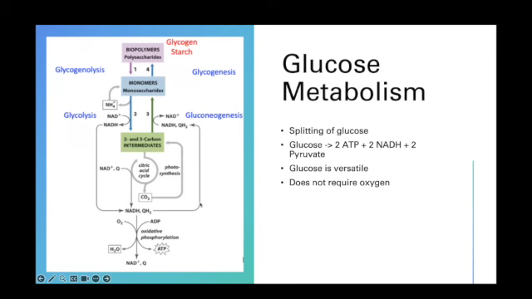So, what is glycolysis? Essentially, it is the splitting of glucose and the overall breakdown of glucose into 2 ATP, 2 NADH, and 2 pyruvate. Glucose is a very versatile energy storage molecule. This is why glucose is used for this. It can be easily stored, and that energy storage can also easily be reversed and can be used for energy.